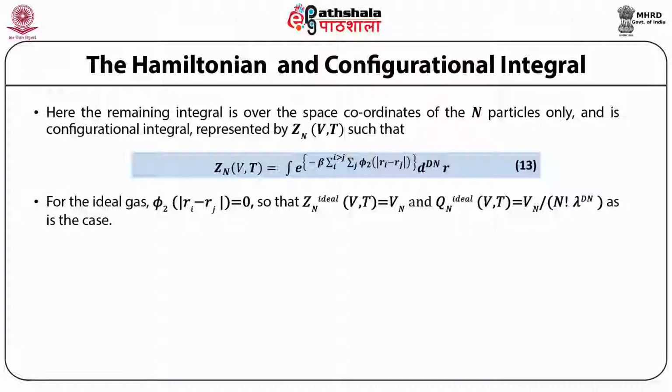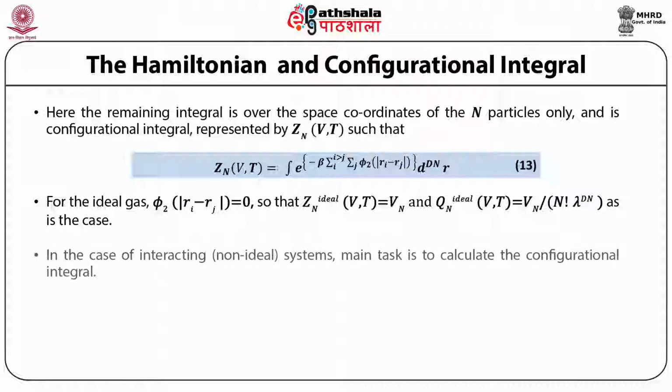For the ideal gas, phi 2 as a function of ri minus rj is equal to 0, so that Z_N ideal as a function of V and T is equal to V raised to power N, and the partition function for an ideal gas, that is Q_N ideal as a function of V and T, is equal to V raised to power N divided by N factorial lambda raised to power dN, as is the case. In the case of interacting non-ideal systems, the main task is to calculate the configurational integral.